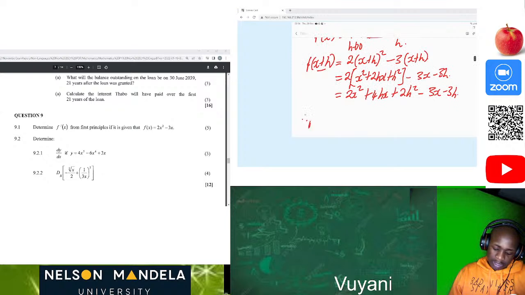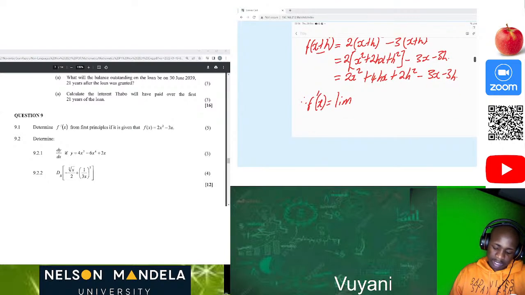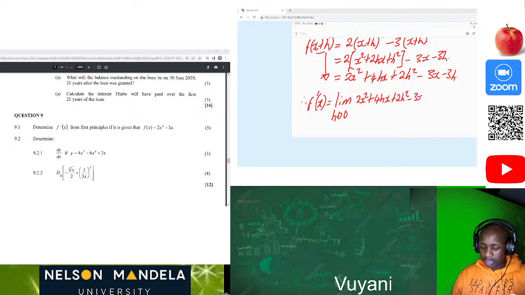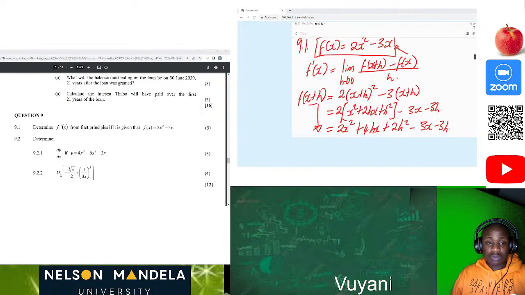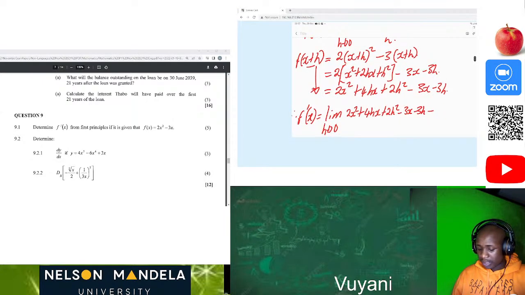Then therefore now we can substitute in our f prime of x equation, which says it is the limit as h approaches 0 of f of x plus h. So what is f of x plus h? It's what we have already calculated. So we're going to write 2x squared plus 4hx plus 2h squared minus 3x minus 3h minus what was our f of x? Our f of x is what we were given initially to be equivalent to 2x squared minus 3x. So we are subtracting 2x squared minus 3x. So now it's going to be positive 3x. Then we divide all through by h.